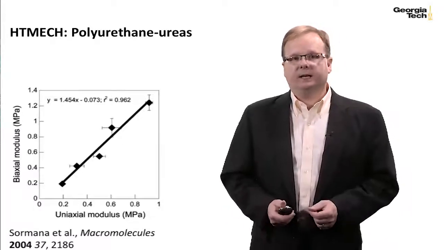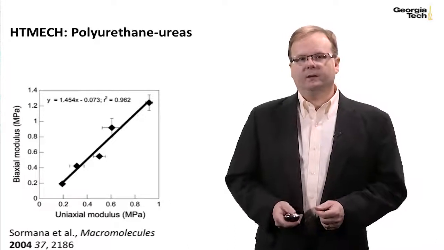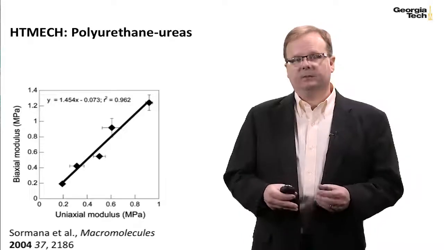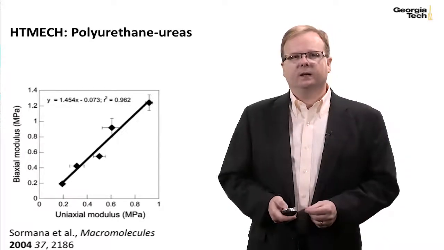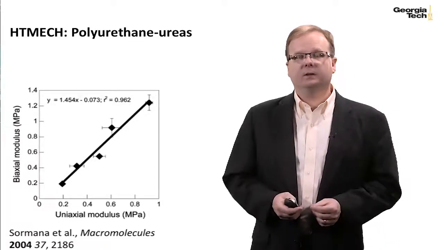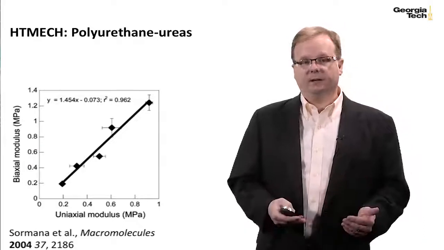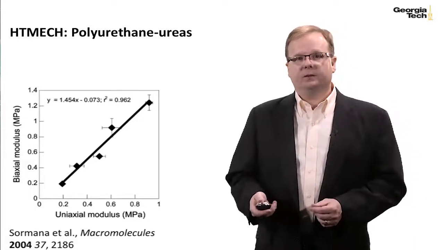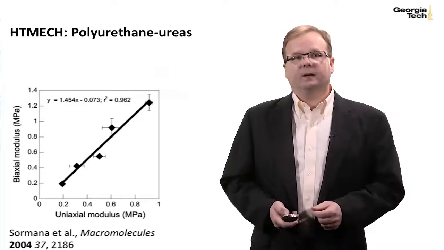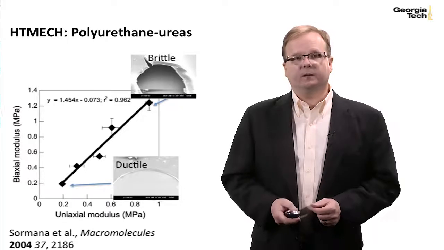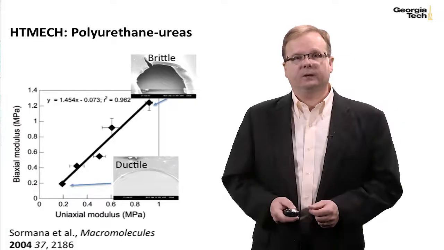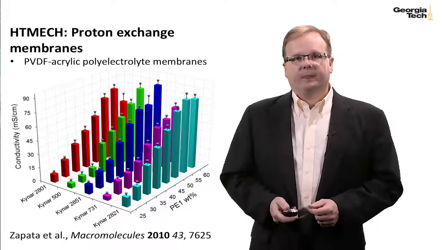Here's an example of an application. We're comparing here the uniaxial modulus measured in a conventional instrument to the biaxial modulus measured on the high-throughput mechanical instrument. For polyurethane ureas, you can see that there's a strong linear correlation that can actually be predicted by theory between the uniaxial, the normal measurement people usually use, and the new high-throughput mechanical measurement. And we're actually going from a ductile failure mode to a brittle failure mode as we change the composition of the urethane urea material.